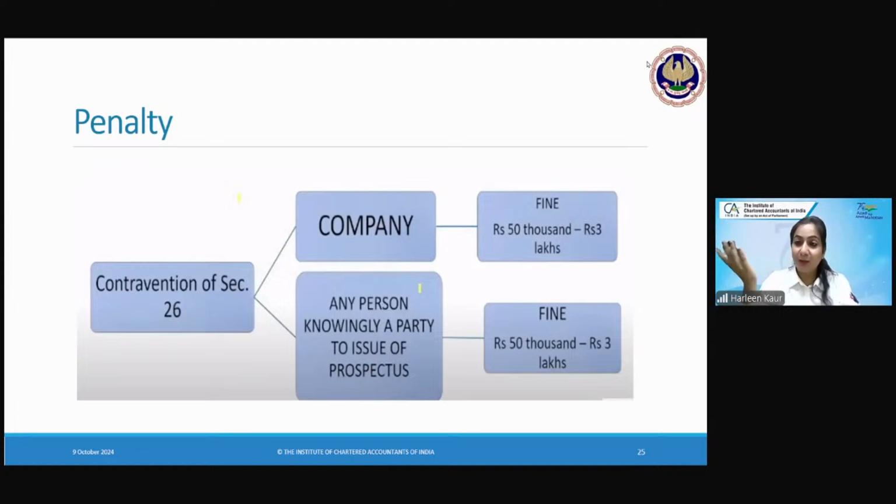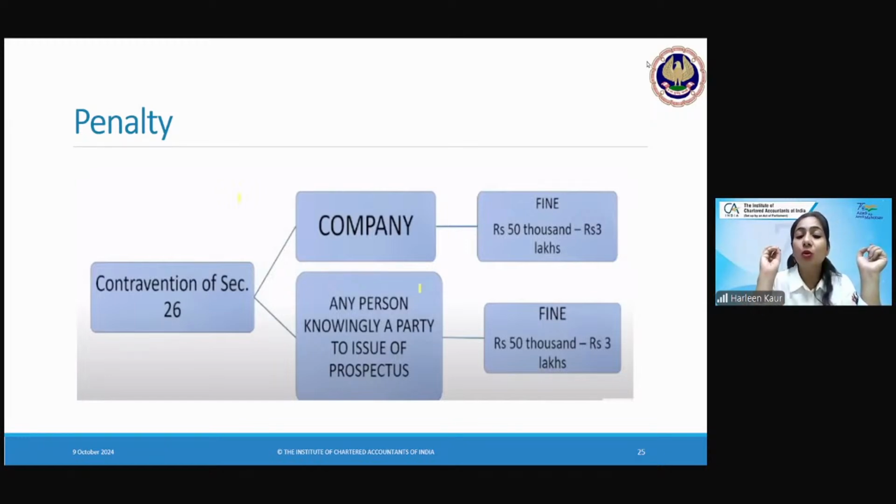So section 26, because you're learning all the content, so 10 points you've learned, the 11th point is put down in your notes. Contravention of section 26: if you contravene any of the provisions, say for example, there is a CA who is part of your company, who is involved in the formation of company, and you took his expert statement. Can you include his expert statement? No, because the expert should not be engaged in the formation of company. So you have contravened section 26. Now the company will be liable to a fine of 50,000, which can go up to 3 lakh.